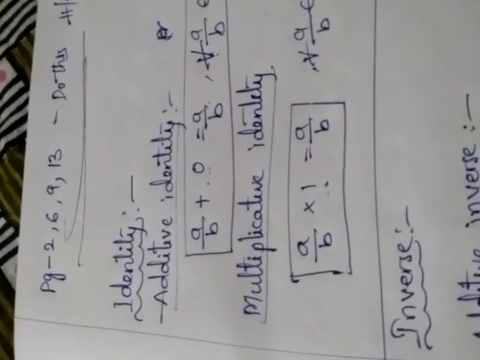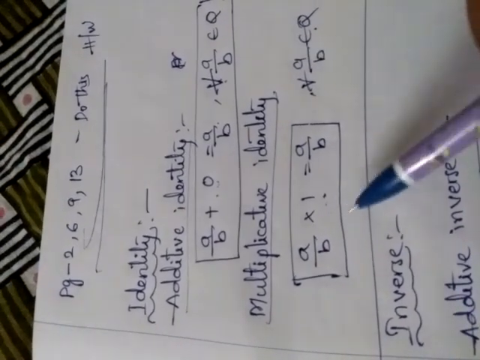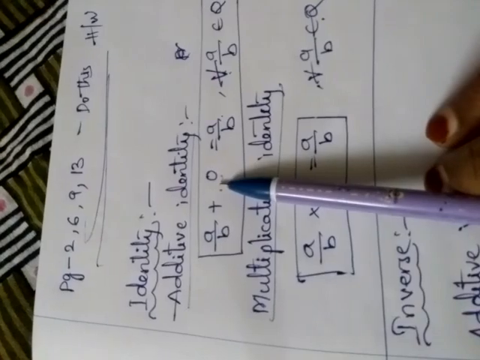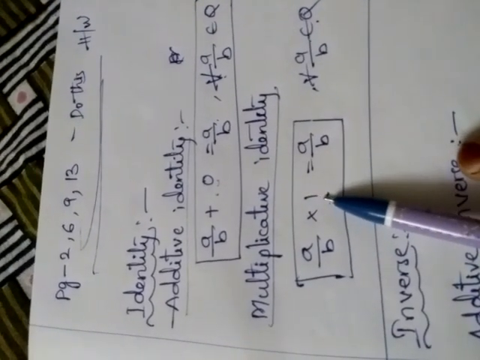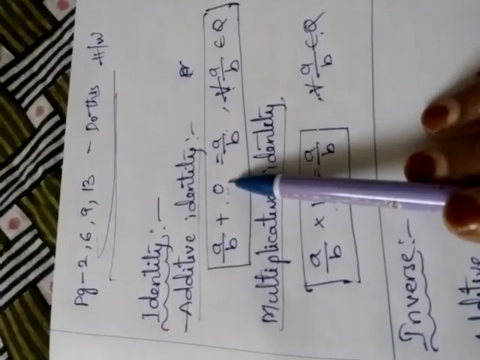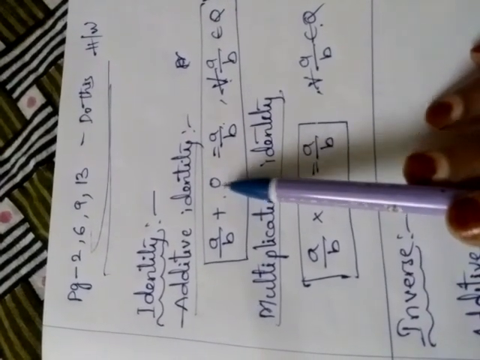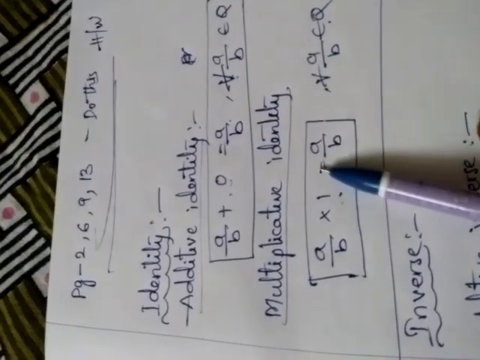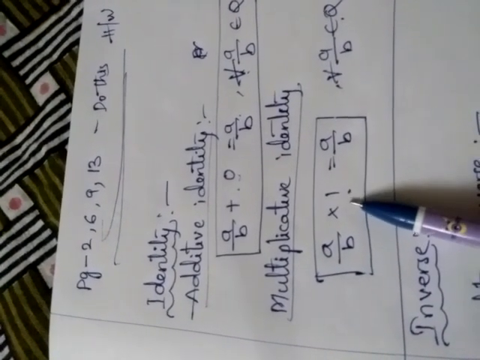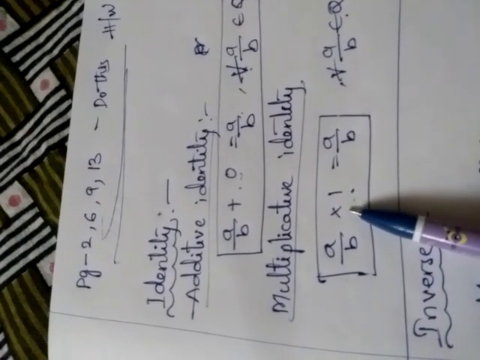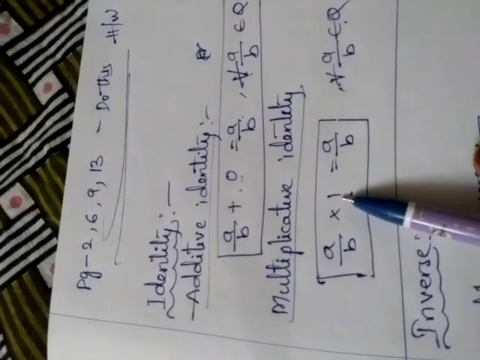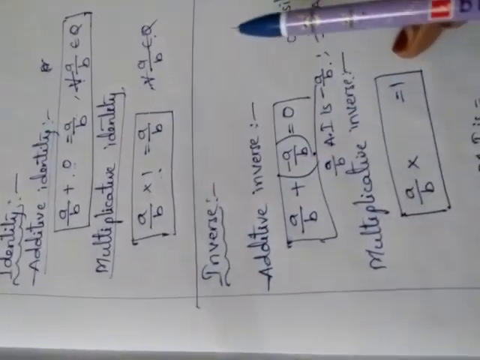Now, continuing with the inverse property. The identity we learnt in the previous video: when you add 0, 0 is the additive identity, and 1 is called the multiplicative identity. Any rational number added to 0 gives the same number, so 0 is the additive identity. Don't forget, 1 is the multiplicative identity. This holds for rational numbers, whole numbers, and integers: 0 is the additive identity, 1 is the multiplicative identity. Now we come to inverse.